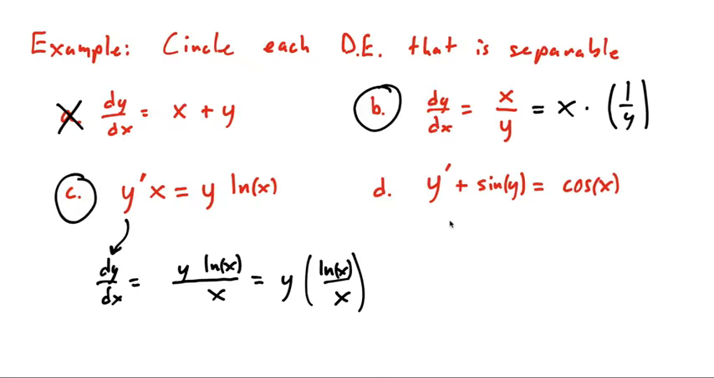Letter D, if we solve for y prime, or dy dx, we have cosine of x minus sine of y. This is the difference between a function of x and a function of y, not the product of a function of x and a function of y. So letter D is not separable.